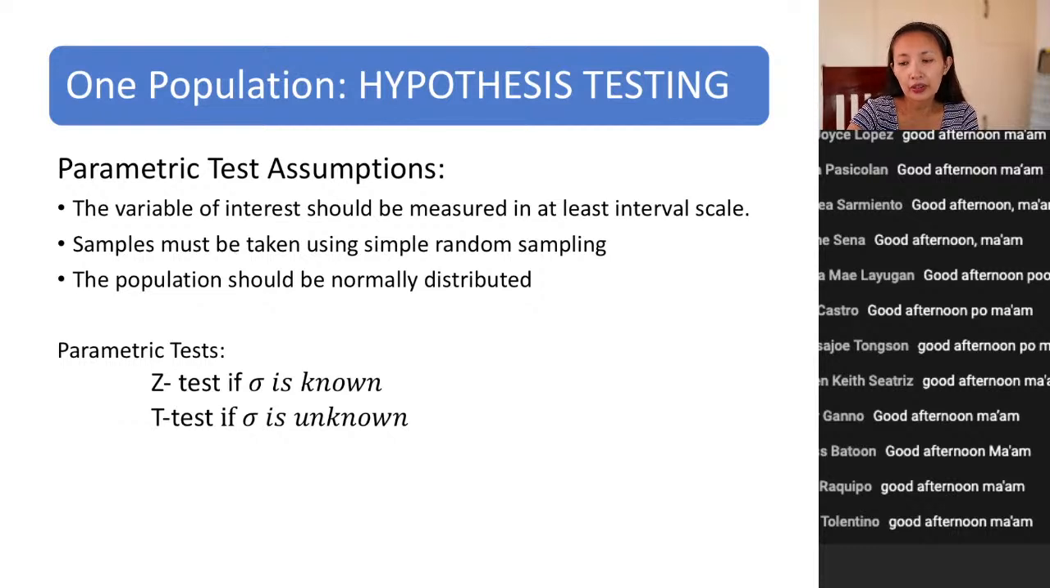So, if the three are satisfied, then we can make use of the following tests. The parametric tests for one population mean are the following: z-test and t-test. When do we use z-test? When the standard deviation, take note that this is the sigma, this is your population standard deviation.